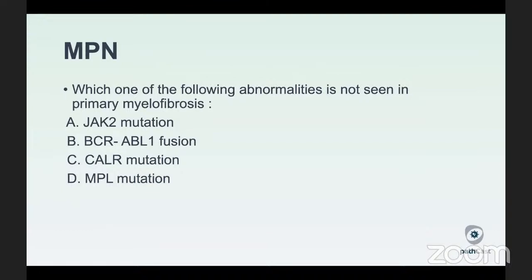For myeloproliferative neoplasm, which one of the following abnormalities is not seen in primary myelofibrosis? JAK2, BCR-ABL1 fusion, CALR mutation, calreticulin mutation, or MPL mutation. Any of these can be seen except for BCR-ABL. This is only seen in chronic myeloid leukemia.